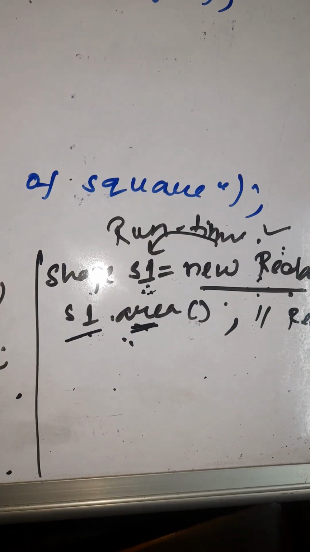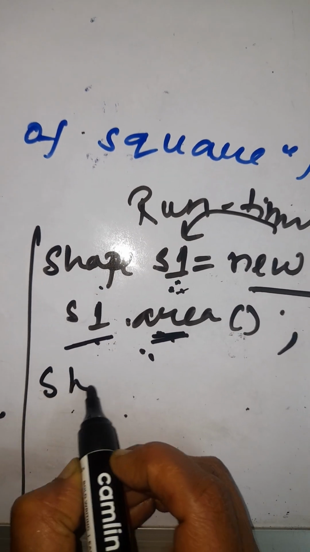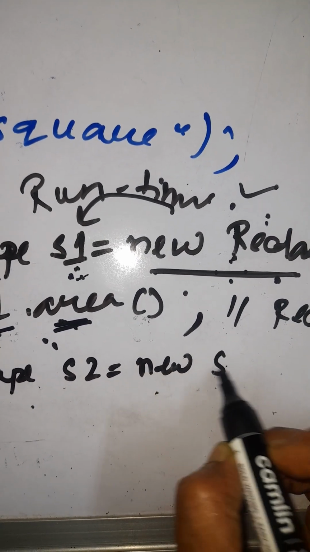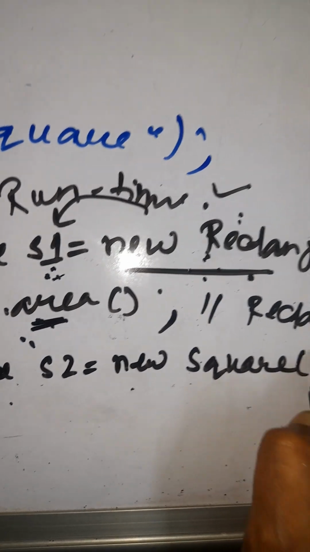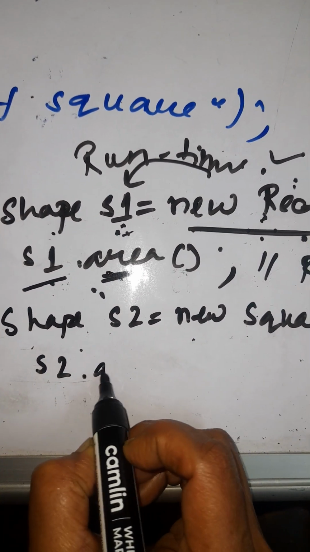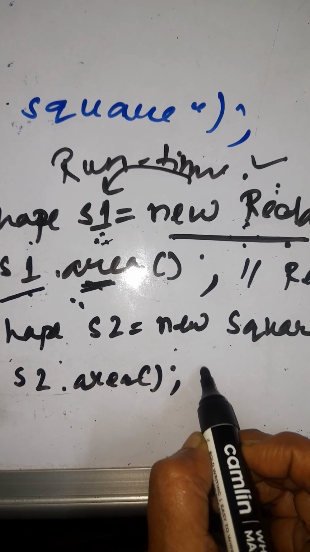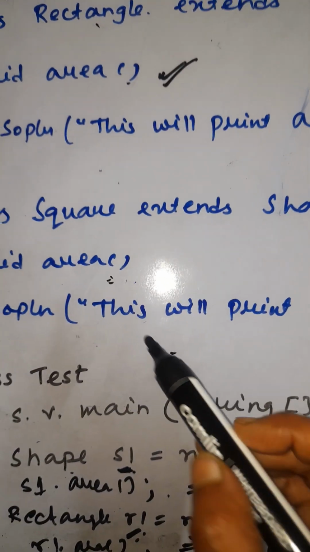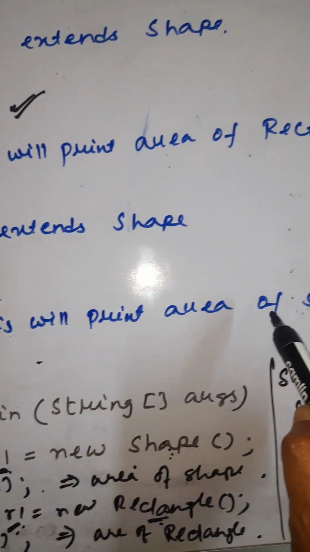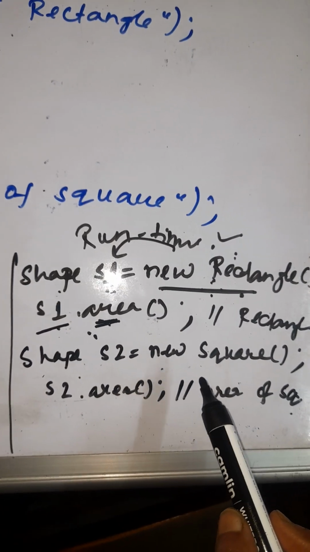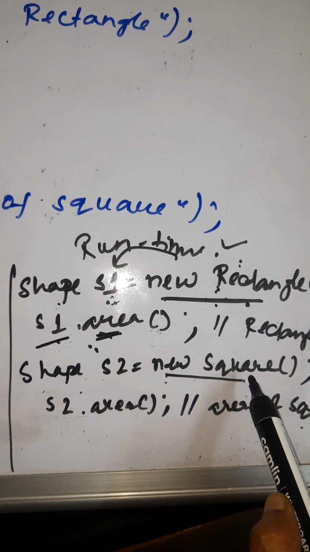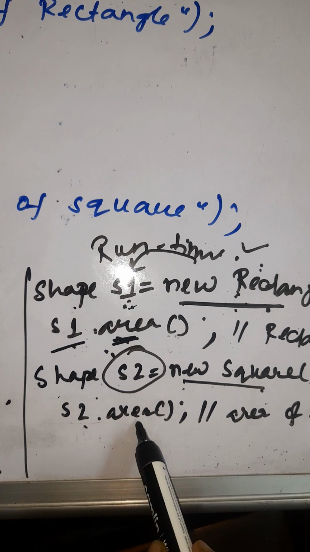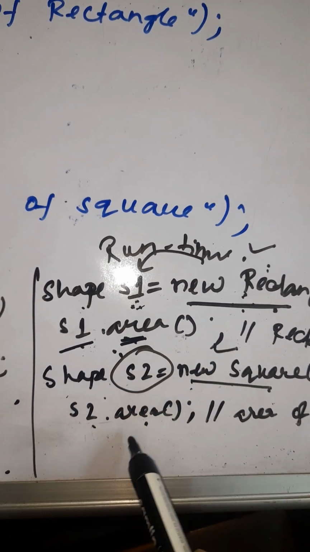Clear? So next, if you want to create S2 equal to new Square, and you want to call S2 dot area, which area will be called? In this case, the area of the Square will be printed. This will print the area of a square. So at runtime, whichever object we create and the address of that object is stored within the reference of the base class, when you call this, as per your object declaration, that method will be called.